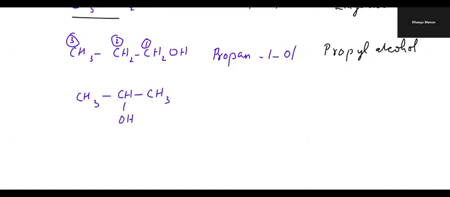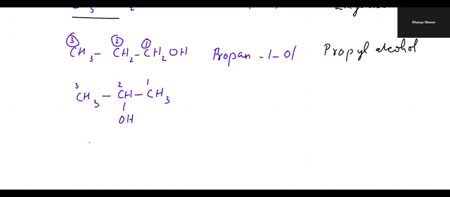Okay, what will be the IUPAC name? Definitely, I cannot start numbering from the middle like this, no. So I'll number it this way, right? I can also number it this way, no problem, 1, 2, 3. Either way, the carbon having the functional group is getting number 2 position, right? So either way you can number.